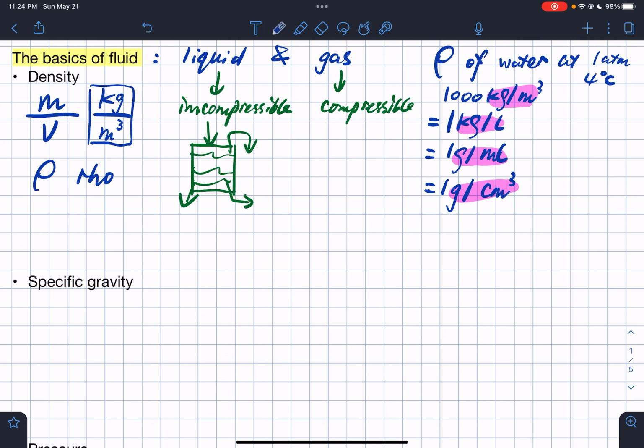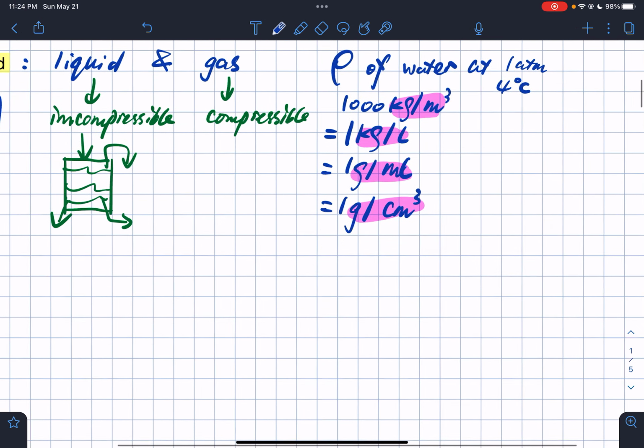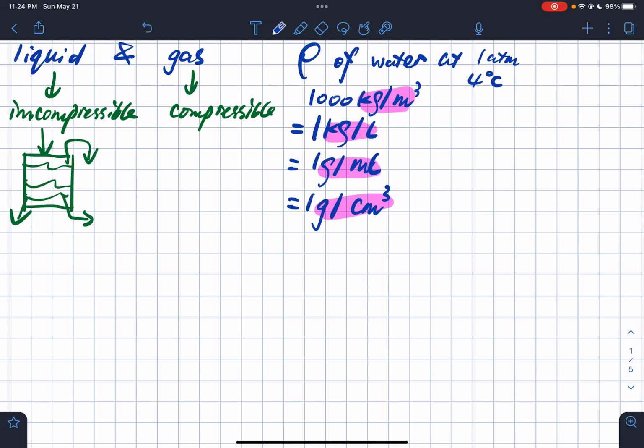Okay, so what about seawater? Obviously, it's more dense than pure water, right? So for the ocean, we can put 1.03 gram per milliliter, which is slightly more dense than pure water. But liquid mercury is way more dense than water at 13.5 gram per milliliter.